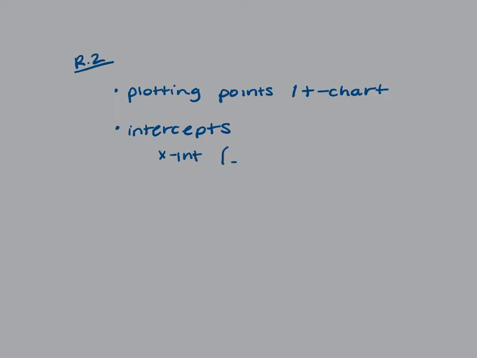R2 came next, and this was all about graphing. So we started by just plotting points, if we didn't know what a graph was going to look like, or using a t-chart. Then we talked about intercepts, where if you want to look for the x-intercept, you're plugging 0 in for y, finding the corresponding x. And then the y-intercept, you're plugging 0 in for x and finding the corresponding y.